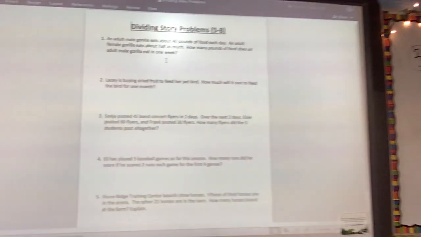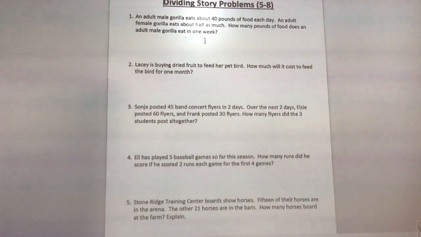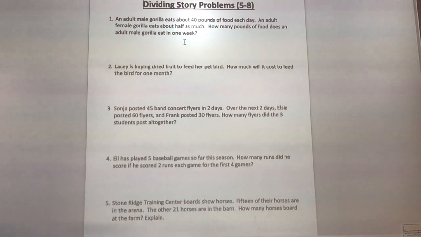So let's take a look at number one. You do not need your math notebook. We're going to do all of our work on our paper. Number one, an adult male gorilla eats about 40 pounds of food each day. An adult female gorilla eats about half as much. How many pounds of food does an adult male gorilla eat in 1 week?